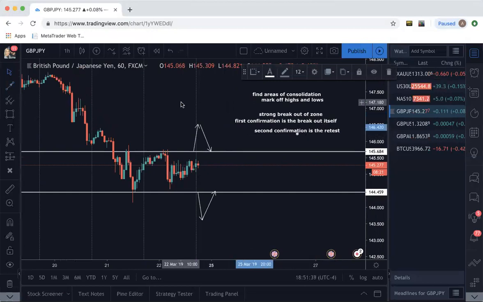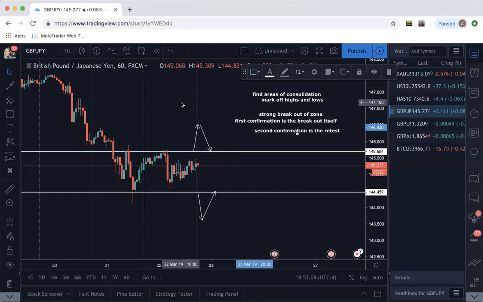So the second confirmation is the retest. That's all we need. We need a breakout for our first confirmation, and then our second confirmation to confirm that the move is going to go where we want it to go is the retest. That's all we're looking for. I don't use indicators, moving averages, nothing on this strategy. We block it off. We wait for it to break. We wait for it to retest.